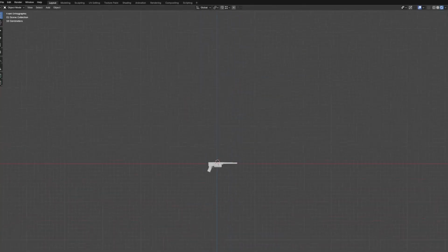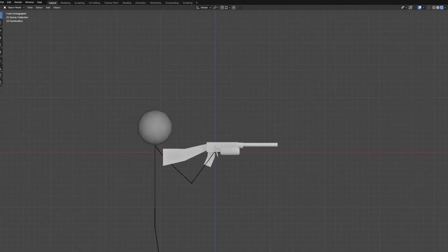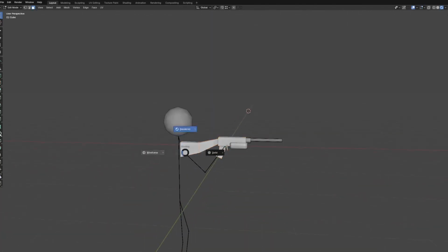Weapons tend to rarely be floating in space and are more commonly held by a shooter. So let's add one right now. Okay, so for now, we'll think of a non-shouldered gun for the sake of simplicity.